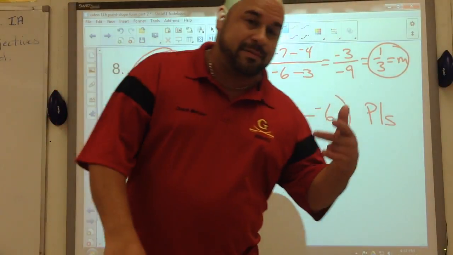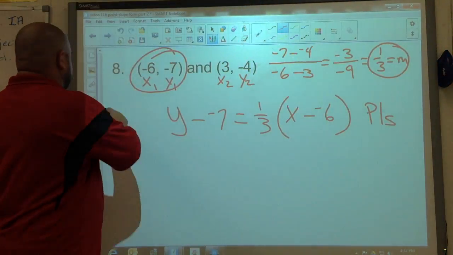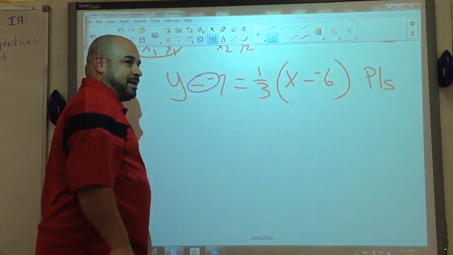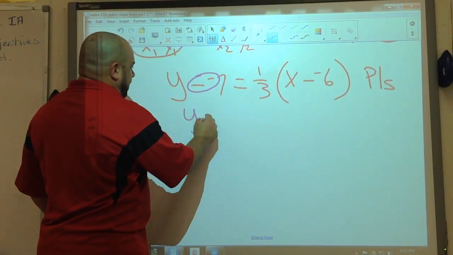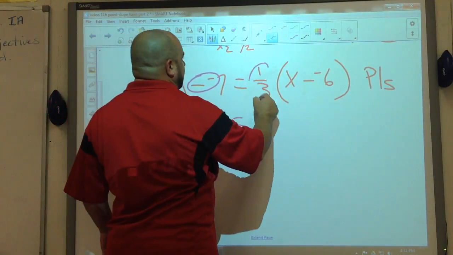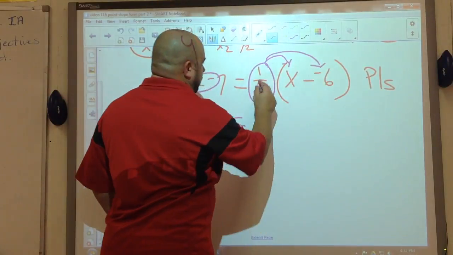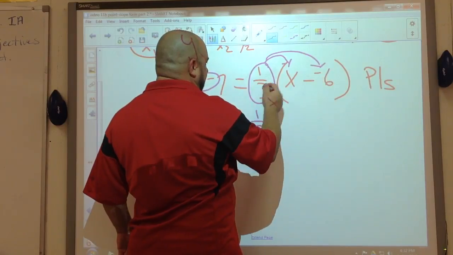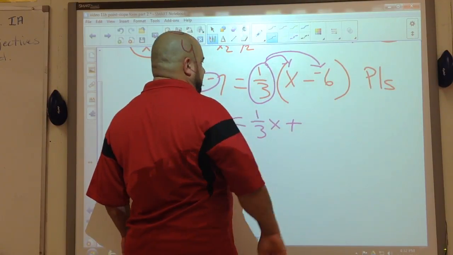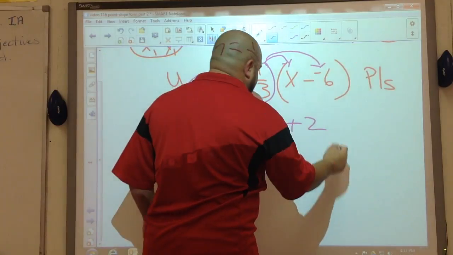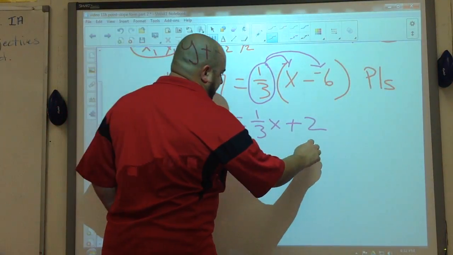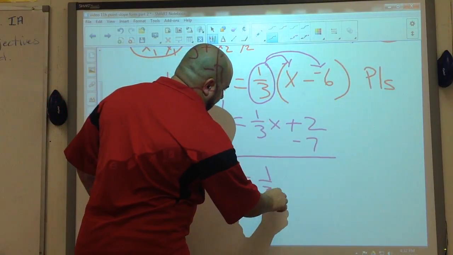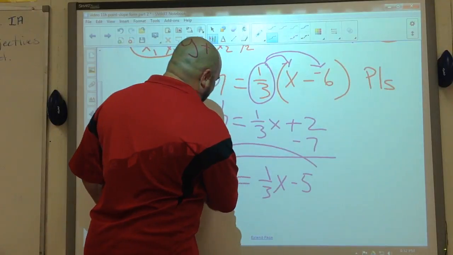Let's finish it up and put it in slope-intercept form like we're supposed to. First, I'm going to combine these two negatives right here and make a positive. Y plus 7 equals. Now I'm going to distribute. 1/3 times x is 1/3 x. These two negatives make a positive. 3 goes into 6 2 times. 2 times 1 is 2. Lastly, let's subtract 7 from both sides. Cancels out. Y equals 1/3 x minus 5.